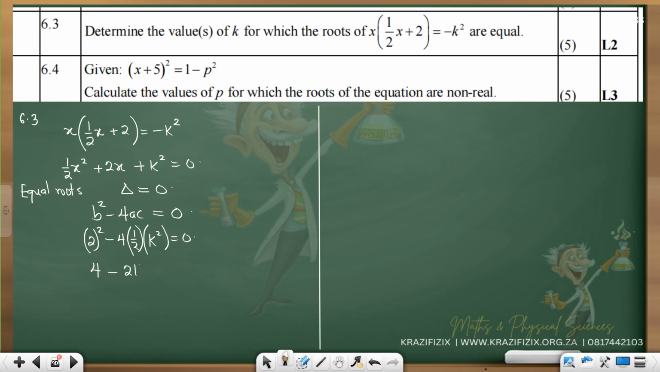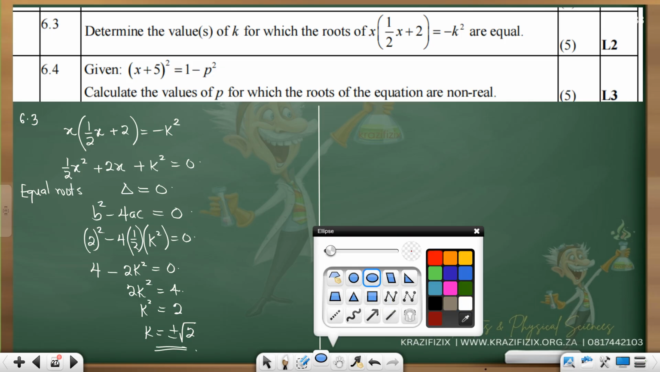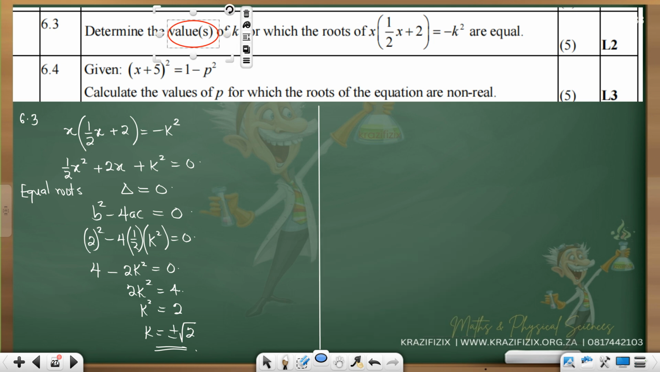4, 2k squared. Okay, so what do we have? 2k squared should be equal to 4. I've done the maths there. All right, so what is k? Plus or minus root of 2. That's why the examiner says value or values. Let me know if that makes sense to you.